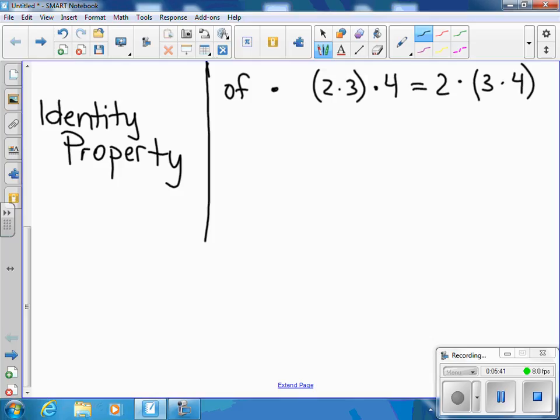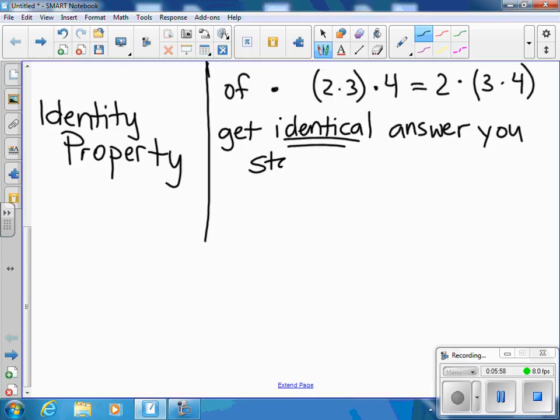But before we go into that part, the way I help remember the identity properties is that you get the identical answer you started with. So the word identical looks very similar to identity, right? So that's an easy way to help you remember it. Now, the identity properties of addition and multiplication do give you identical answers on the other side of the equal sign, but they do it differently. So you've got to be very careful.